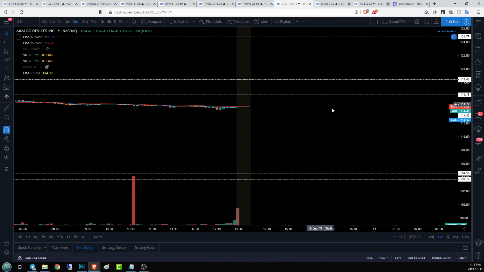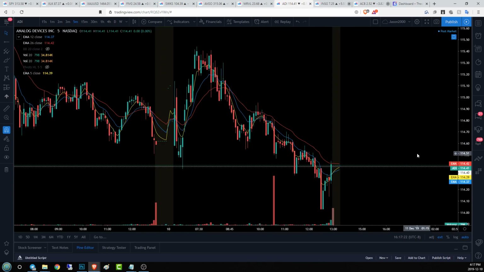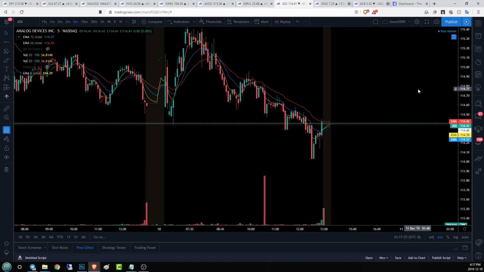Let's take a look at the 5-minute time frame and see if that acted as a support level for us. 114.40. No, it did not. Didn't really see any conclusive action here. Quick dip below, another dip below. So that actual zone of resistance is below 114.40, in which case I would just disregard it and watch these trends.